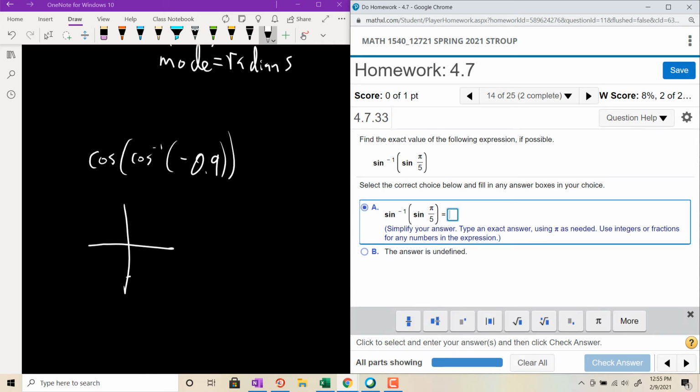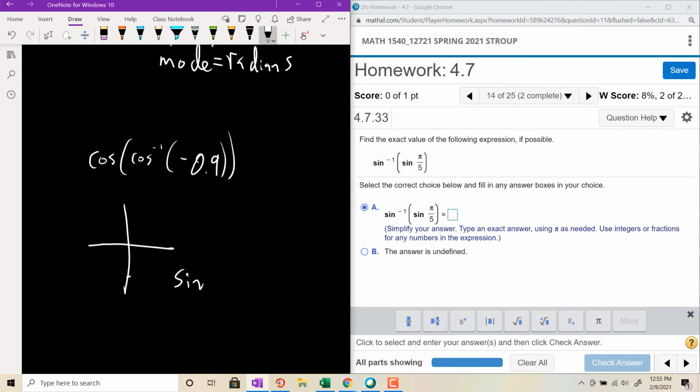So when, oh, wait a second. This is one where you have to be careful. When the inverse portion is on the inside, you can just cancel. But when the inverse is on the outside, then that's one you have to be careful about.